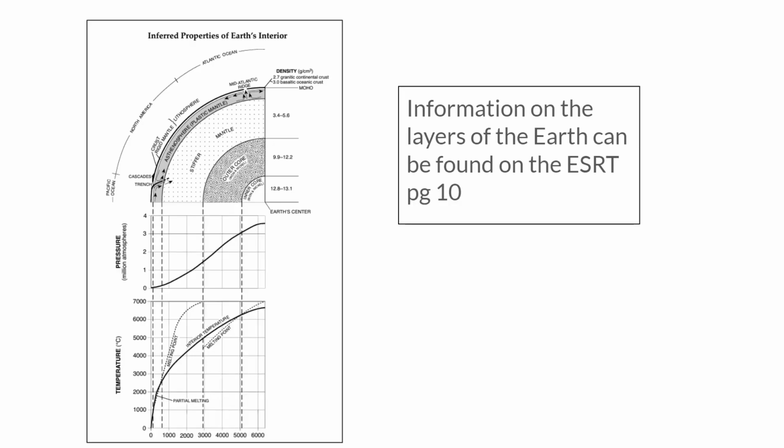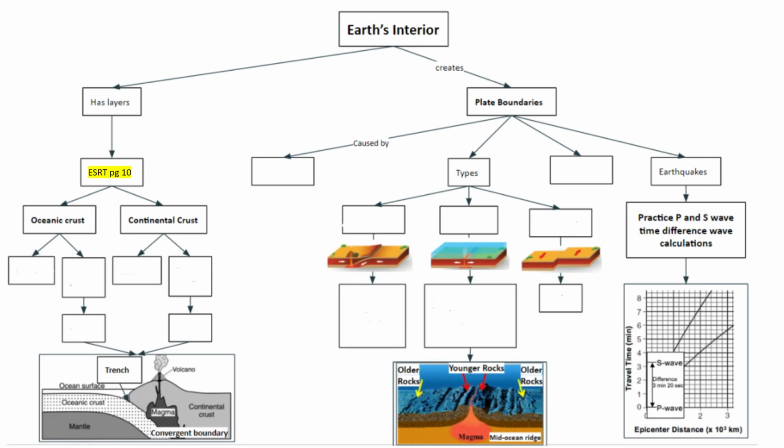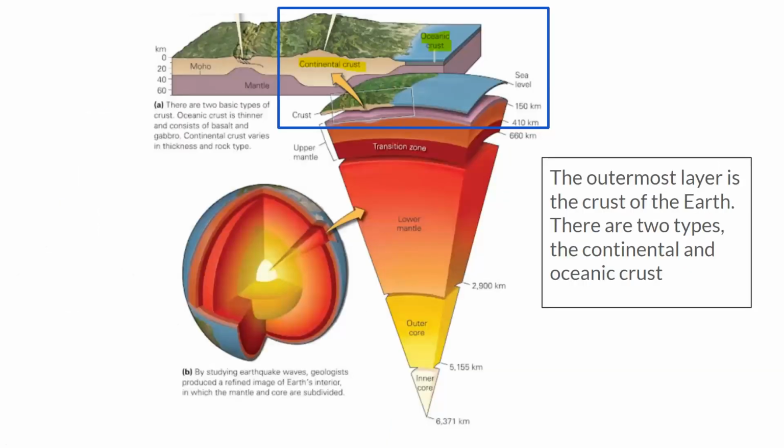But first, please take out your Earth Science Reference Table, page 10. On that page, you should be able to see an outline of the Earth's interior, the pressure of each layer, and the temperature of each layer. You should also have your note packet out. Once you have it out, please write down our first note of the day. The Earth's interior has many layers, and you can find these layers on the ESRT, Earth Science Reference Table, page 10. Pause the video if you need to write this down.